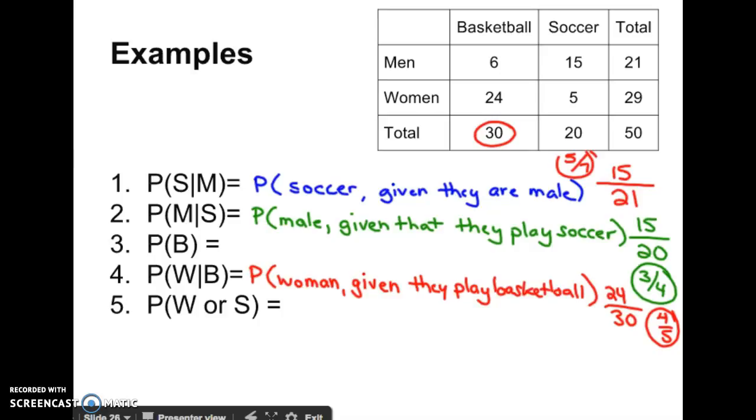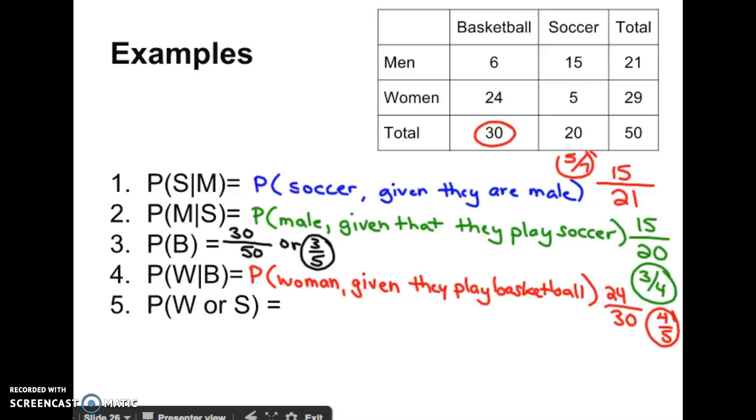Let's go to number 3 now. Number 3 and 5 are old questions. So number 3 is a pretty simple question. What's the probability somebody does basketball? It's not given any information, so I'll just do it like a normal problem. There's 50 total people that were surveyed, and out of the 50, we know 30 played basketball. So it should be 30 out of 50, or 3/5.